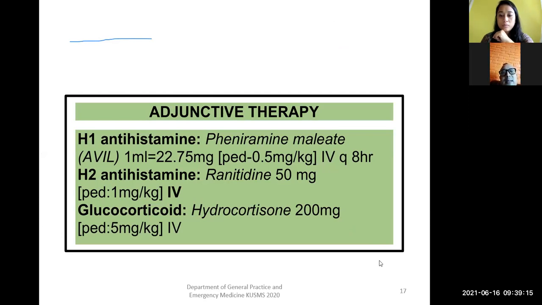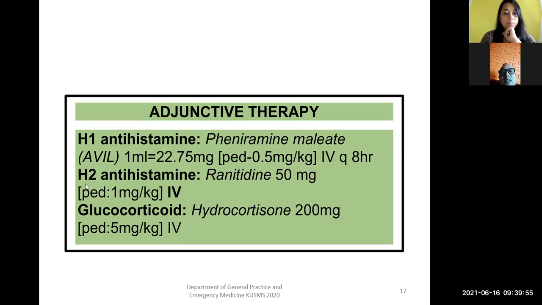So other adjunctive therapy apart from adrenaline. Usually these medications come to our mind whenever we are thinking about treating a case of anaphylaxis. So the take home till now is you need to think of adrenaline first and then come to adjunctive therapy like H1 blockers or H1 antihistamine like pheniramine maleate, which comes with the trade name of Avil. 1 ml contains 22.75 milligrams. In pediatric age group, we give 0.5 milligram per kg IV every 8 hourly.